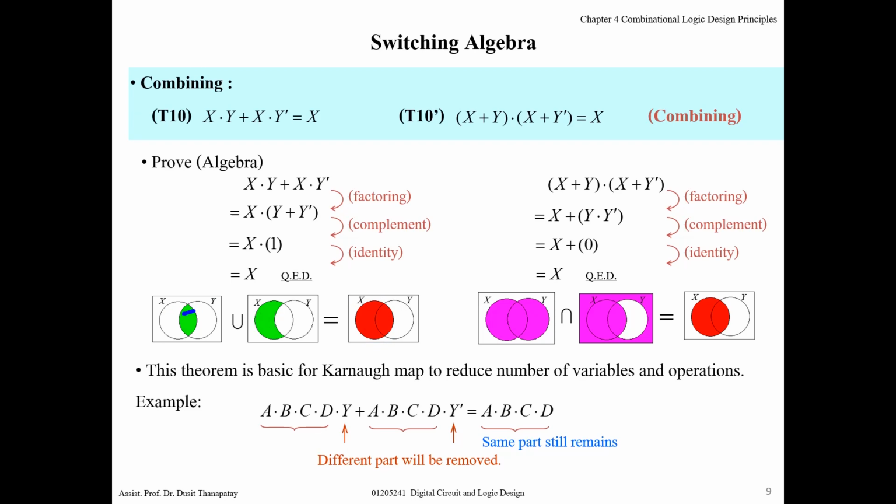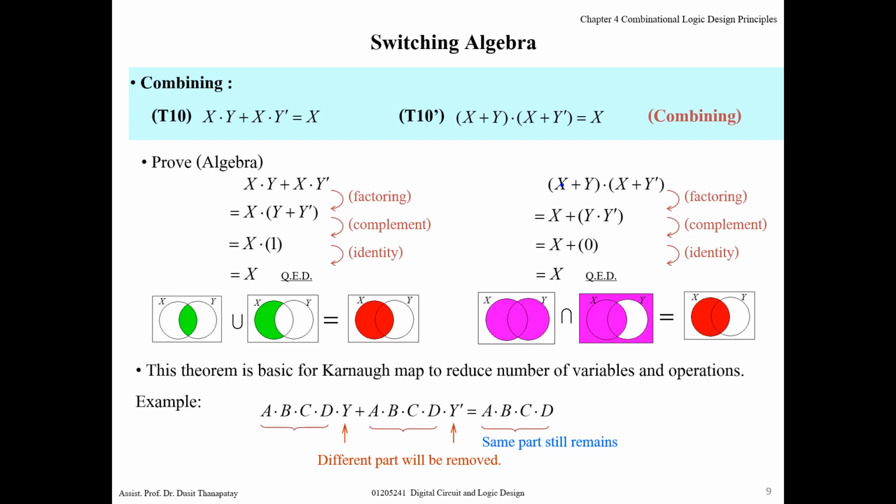This area does not overlap this area, and when you combine these two parts together, it becomes the perfect circle or value of x. To prove this one by using switching algebra, you can use something like factoring x and y. So x and y plus y prime, by complement, opposite values altogether, the result is 1 and x is x. So a very easy proof.